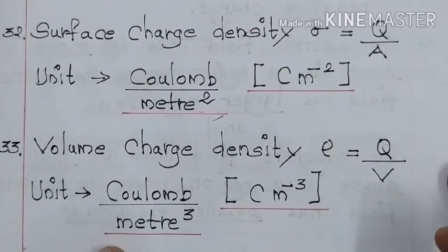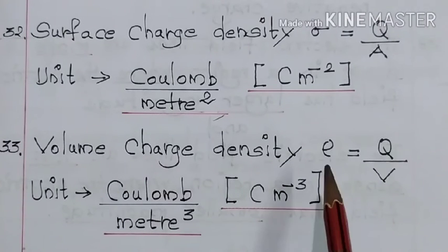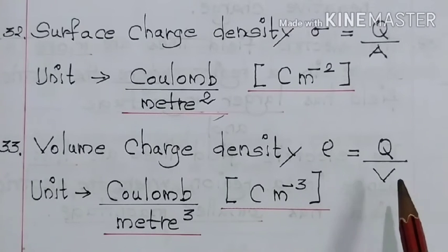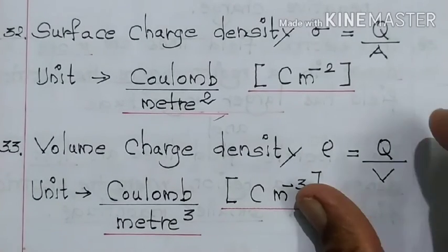Then comes the volume charge density. Volume charge density rho is equal to Q by V. Here Q stands for charge and V stands for volume. So the unit becomes coulomb by meter cube, in other words, capital C m power minus 3. Let us continue with our studies.